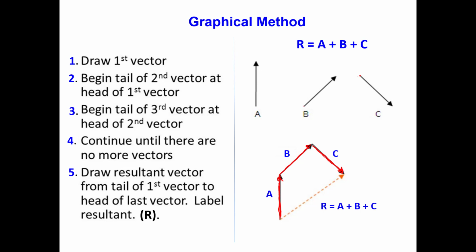Now, we need to draw the resultant vector. The tail of the resultant vector will be the tail of the first vector, or the origin of the first vector, and the head of the resultant vector will be the head of the last vector. Then this is the resultant vector.